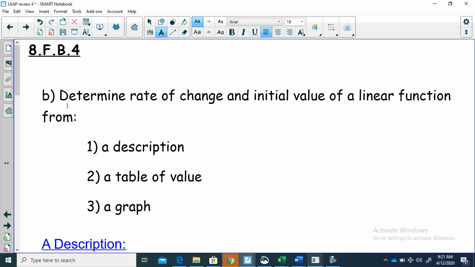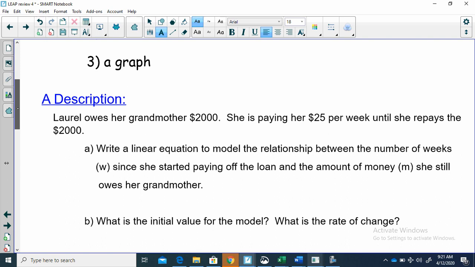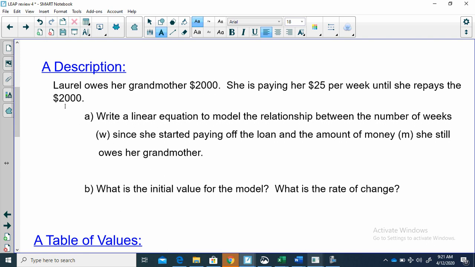The second part of the standard, determine rate of change. Rate of change, that's your m, your slope. An initial value, that's your b, that's your starting point, of a linear function from a description, a table of values, and a graph. Let's start with the description. We're going to do one.